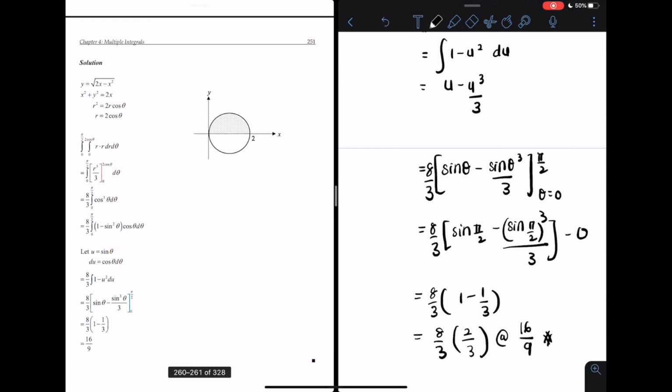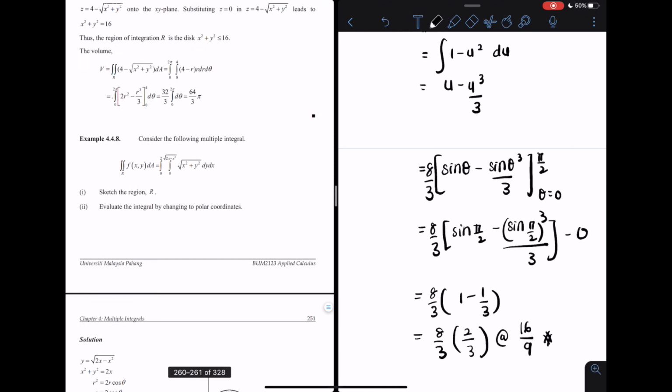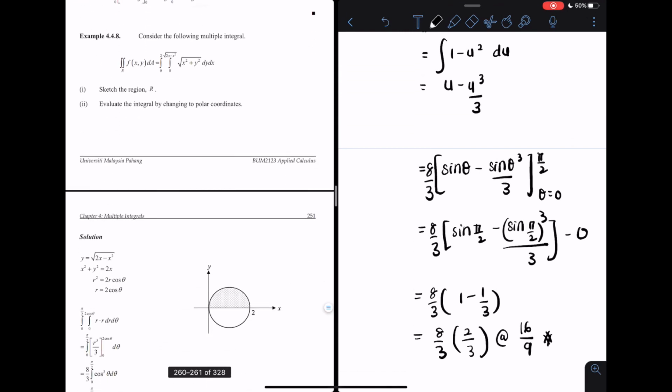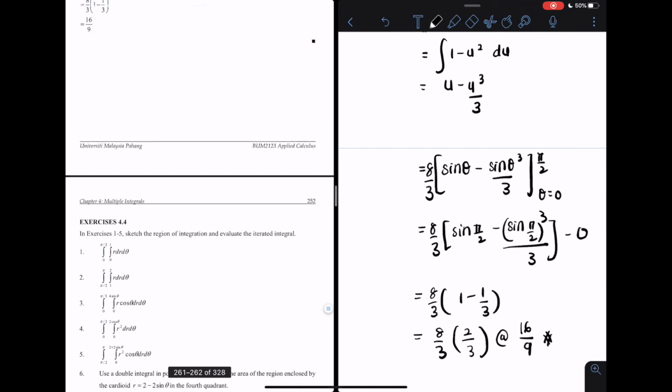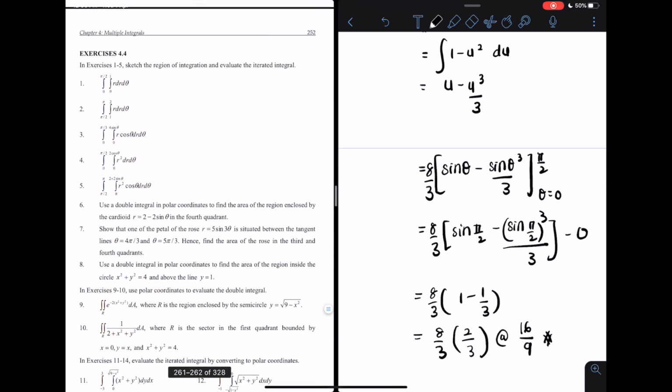Okay, I really hope you can benefit from the videos, and I think that's it for the topic 4.4, double integral in polar coordinates. So I really hope you can spend some time to answer the questions in exercise 4.4, just to make sure you are familiar with the questions, so that you know how to solve the problems, or else you will see a lot of difficulties just to answer a question related to double integral in polar coordinates.